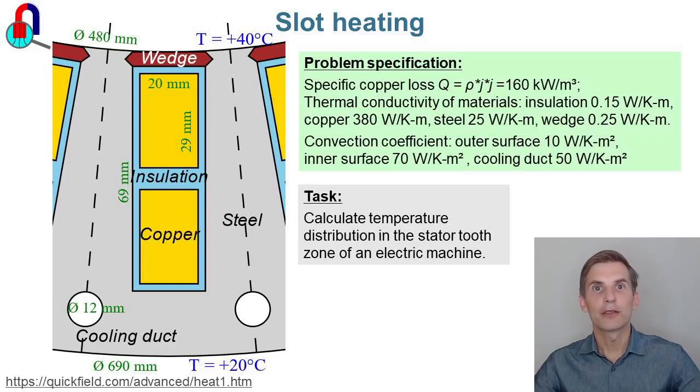For example, the temperature of the insulation class F should not exceed 155 degrees Celsius. In this example, we are going to simulate a slot of an electrical machine. In the slot, there is a stator winding, and the current flows in the conductors. There is the insulation around the conductors and the steel parts of the slot. Our task is to calculate the temperature distribution.